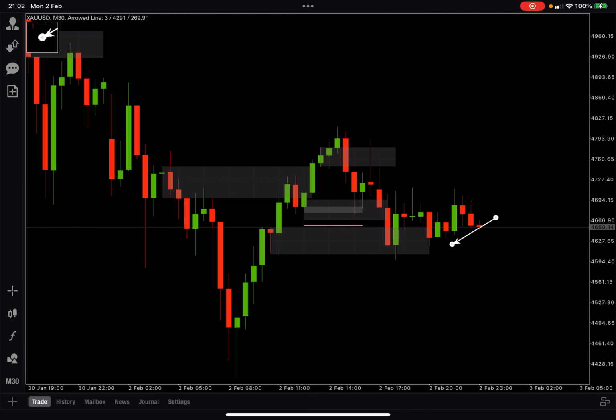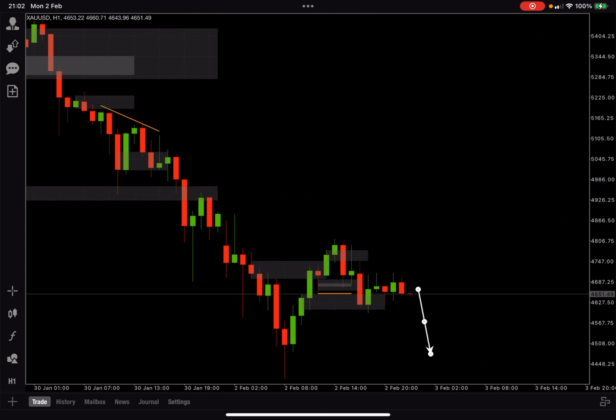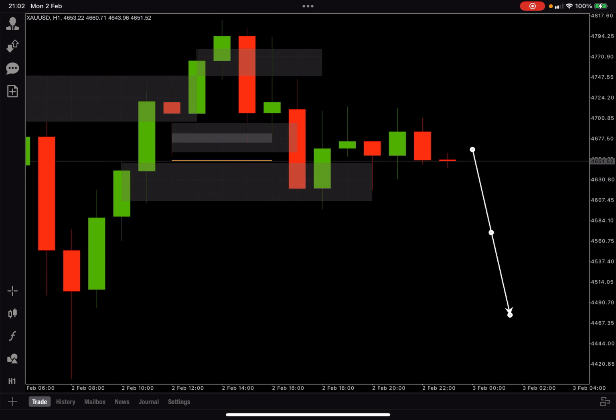So this area running along here should be a strong bullish support, but you can see we're not getting any bullish momentum from that. So that means price is likely to continue down, especially through the Asian session.